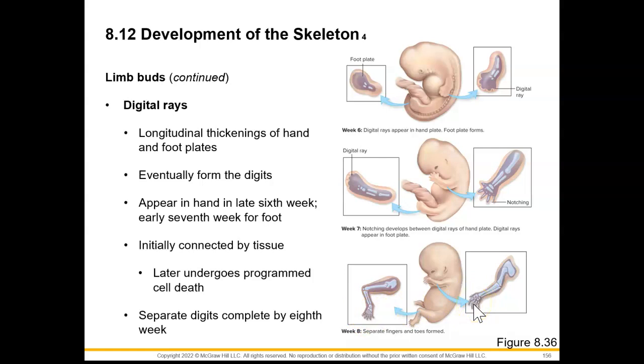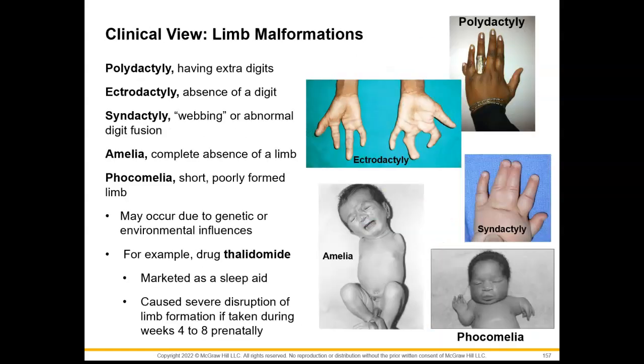We'll see separate digits completed by the 8th week, which we see over here in our lower limb and here in our upper limb. Now for some clinical views, we have a couple of malformations that can take place.